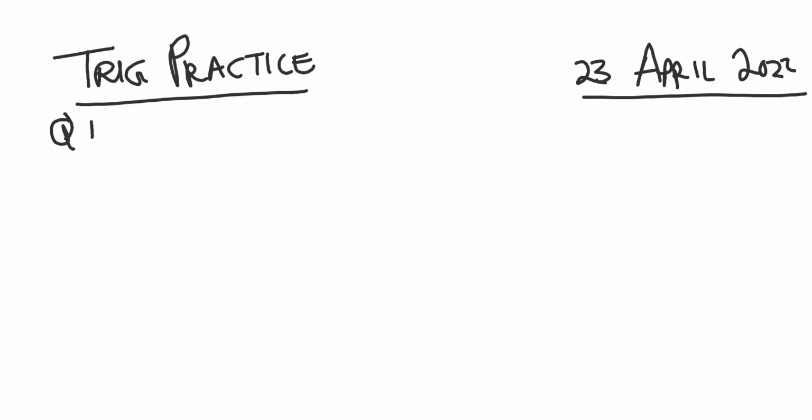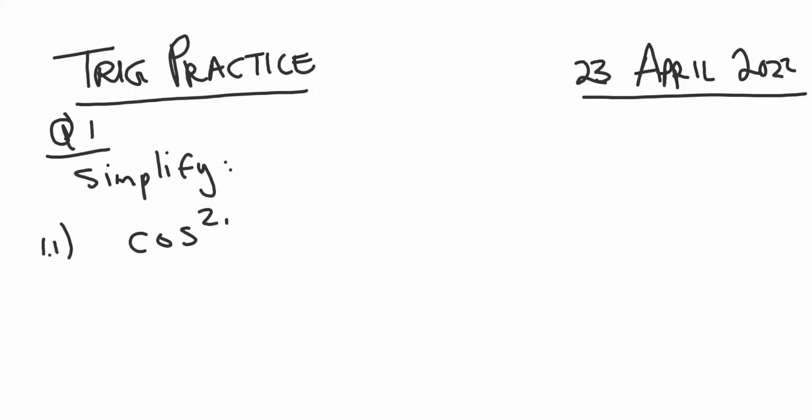Okay, question one of our practice is just to simplify the expression. So here's a nice and easy expression: cos squared of 15 degrees minus sine squared 15 degrees. Keep in mind, all the identities, all the compound angle and double angle identities need to be at the forefront of your mind now.